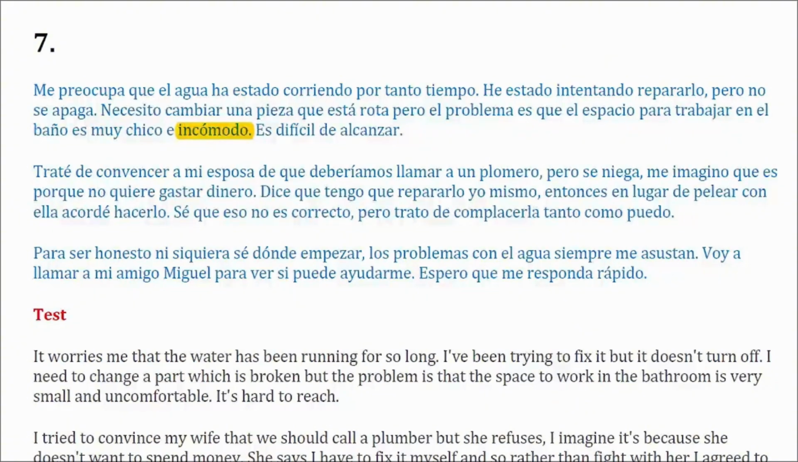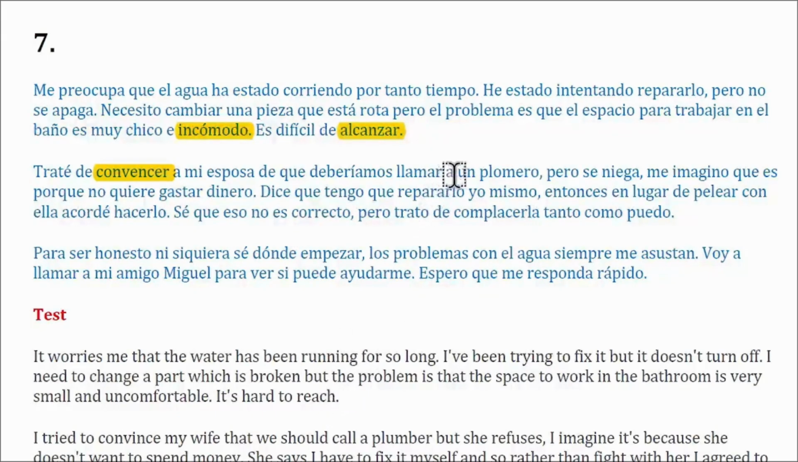Then it finishes with es difícil de alcanzar. So it's difficult to reach. Alcanzar is the verb to reach. Notice we have the preposition de as well. So es difícil de alcanzar. In the second paragraph, we have traté de convencer a mi esposa. Here we have the personal a, and convencer is the verb to convince. So convince her, convince my wife de que. So traté de convencer a mi esposa de que deberíamos llamar a un plomero.